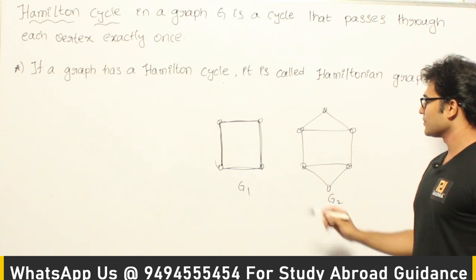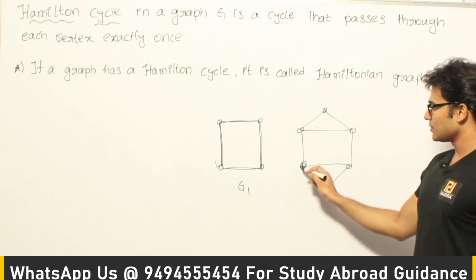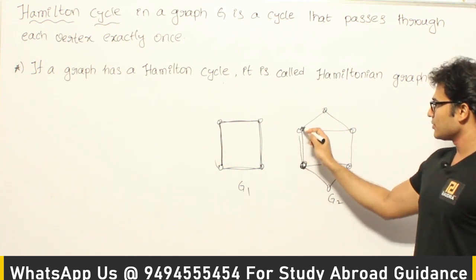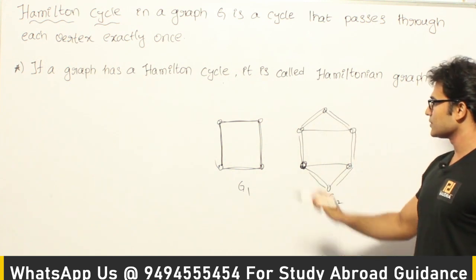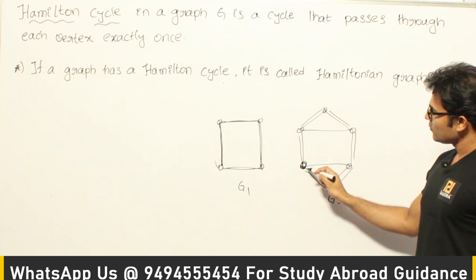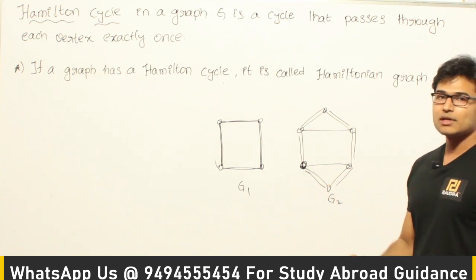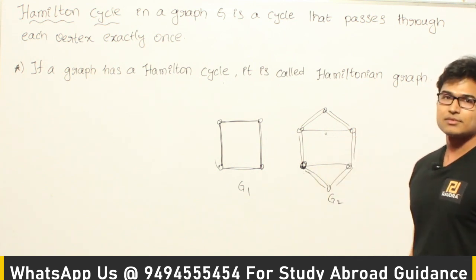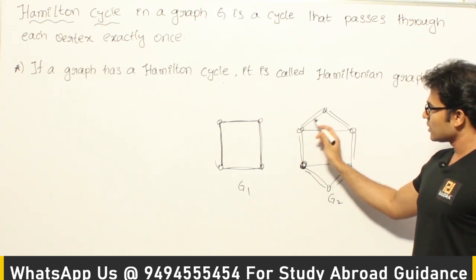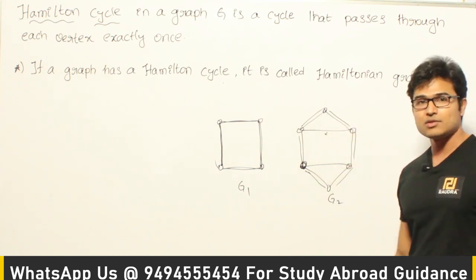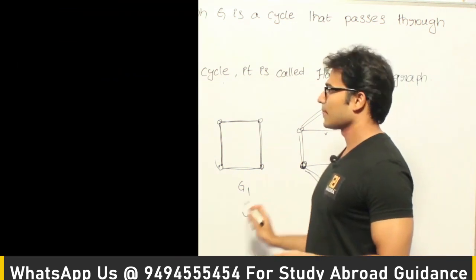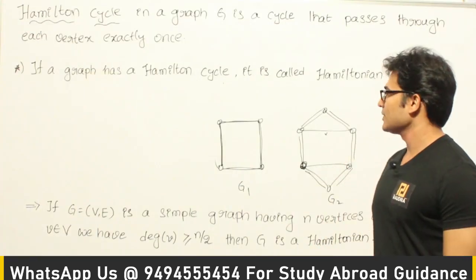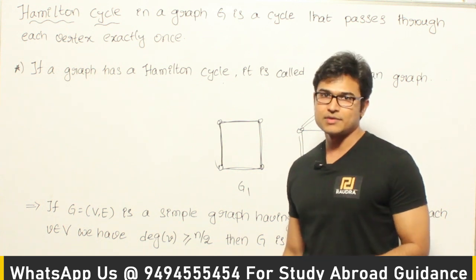Now what about this one? See this, I can start from this and I can go here, cover this, right? So there is no requirement that you should cover even the edges. The only requirement is that you should cover all the vertices, and also you should cover them exactly once, not 2 times. Got it? Okay. So it is not necessary that every graph should have a Hamiltonian cycle.